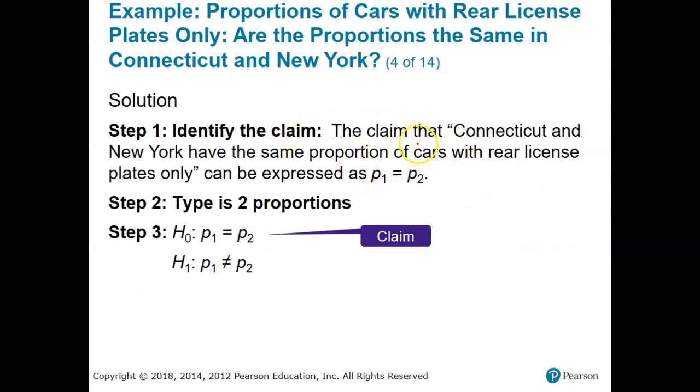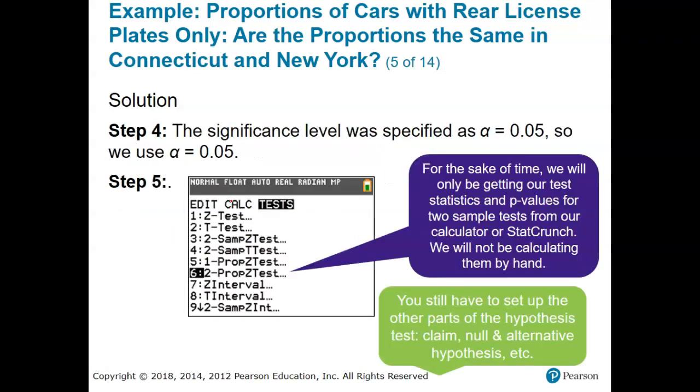So we're good with that part of it. Okay, so once we've identified our claim, that Connecticut and New York have the same proportion of cars with rear license plates only, then to set this up, we know that we're comparing two proportions, so it's a two proportion type test, and we're going to let the null hypothesis be that they equal each other, which we're always going to do for this type. And since there's no indication of greater or less than, we're going to do a does not equal here for the alternative hypothesis. The good news is everything else is done on the calculator.